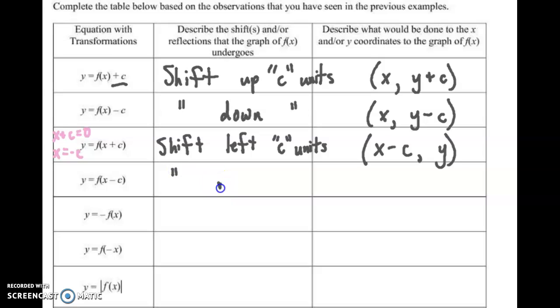Same thing with this one, it's backwards, and I would go through the same explanation. That is shift right c units. So it's x plus c, and then the y stays the same.